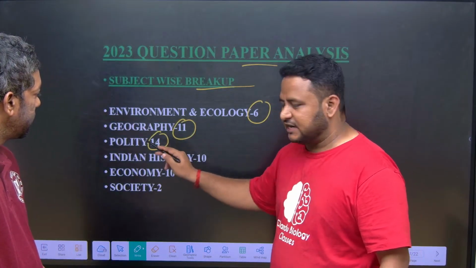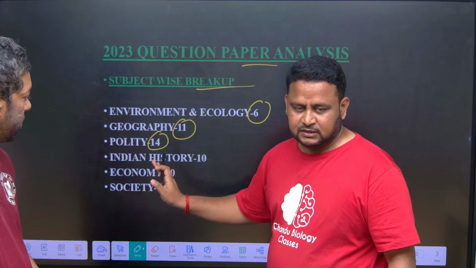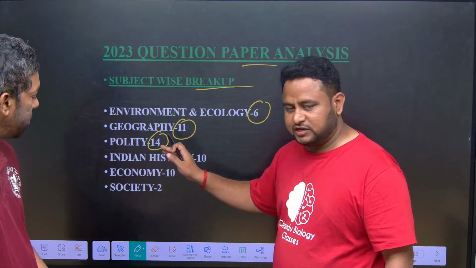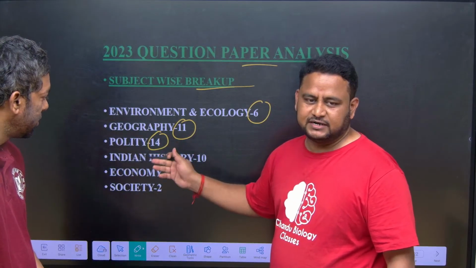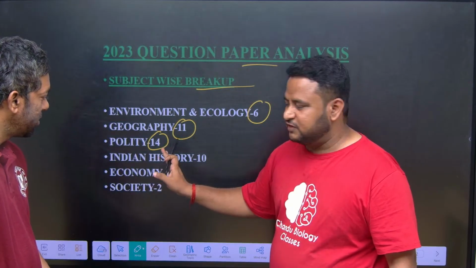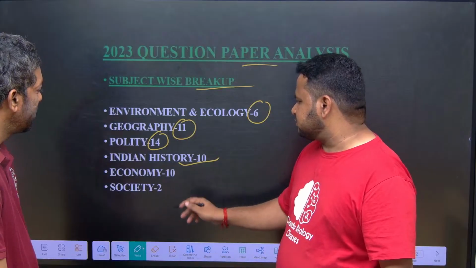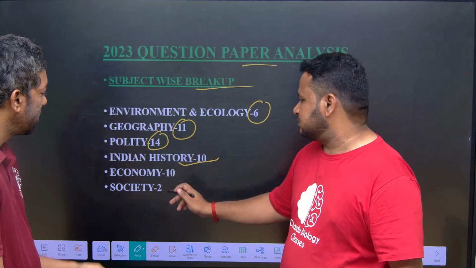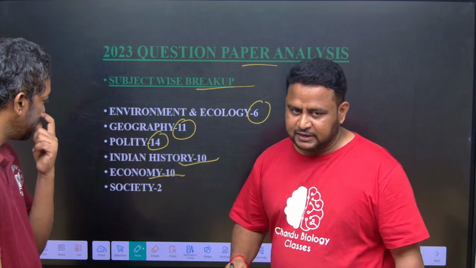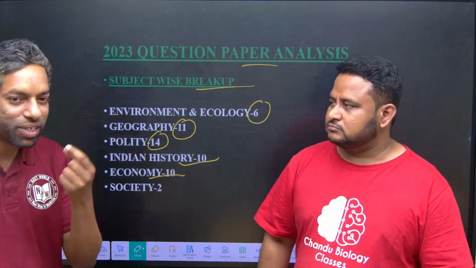And polity, highest weightage, 14 questions. Your competitors will definitely solve 14 out of 14 because they will study polity really well. You've done well, all 14 you can attend. Indian history, 10 questions, at least 7 or 8 you should answer. Next, coming to economy, this is also 10 questions. If you're good, all 10 can be attended.